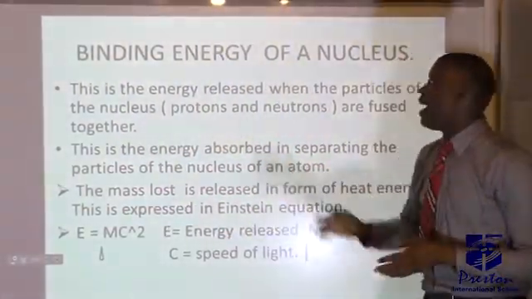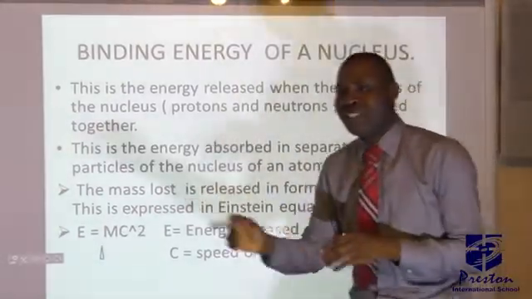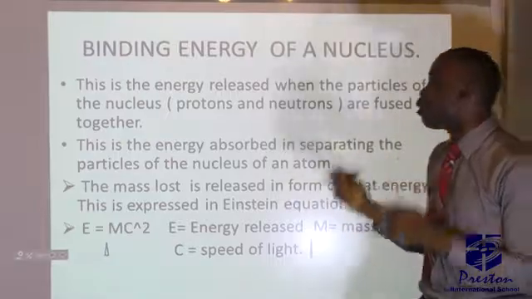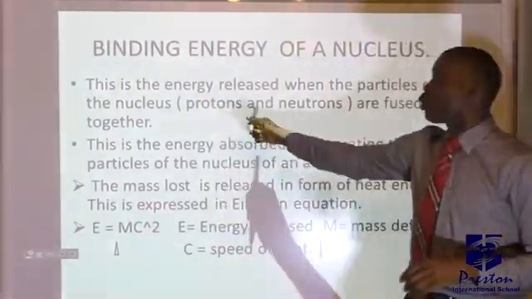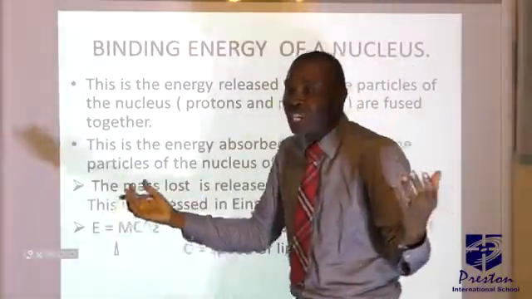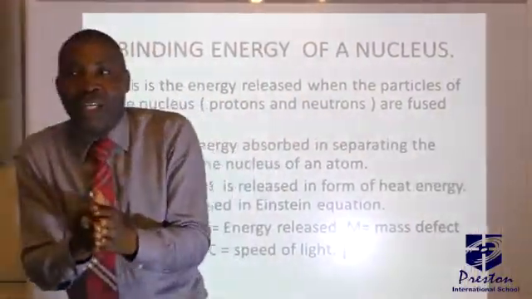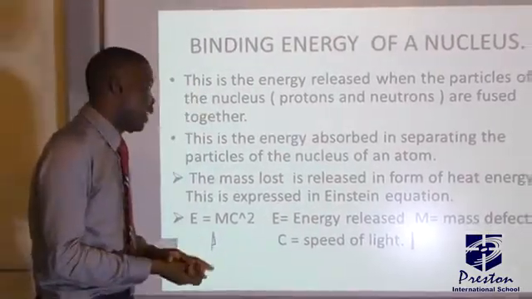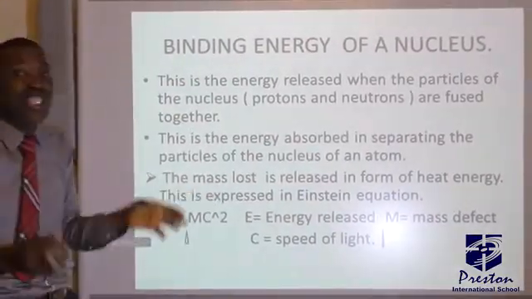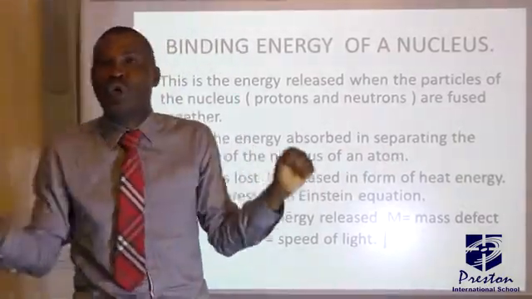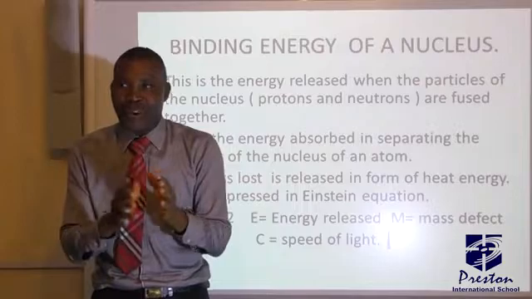Binding energy will help us explain mass defects in a way. We say binding energy is the energy released when the particles of the nucleus, the protons and the neutrons, are fused together. When we bring the protons and the neutrons together, the energy released in the process, we call binding energy. It can also be defined as the energy absorbed when we split the protons and the neutrons that make up the nucleus of an atom.